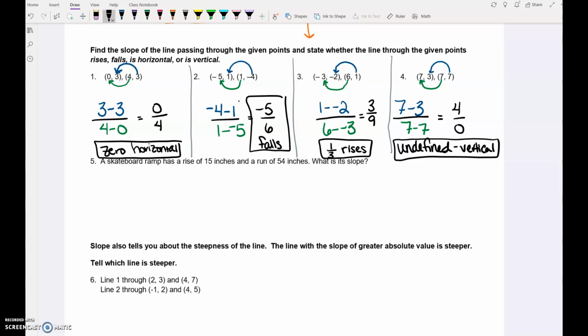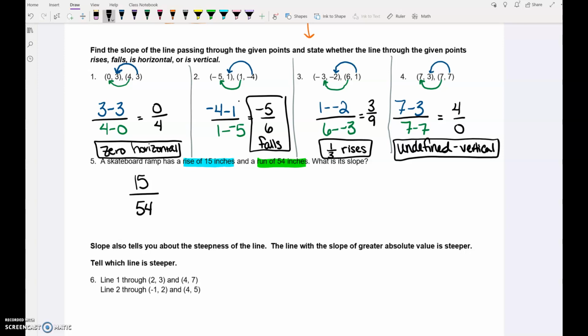A skateboard ramp has a rise of 15 inches and a run of 54 inches. They are telling you straight up what the rise is and what the run is. Slope is rise over run. So the rise, 15, over the run, 54. What do you suppose we need to do with this fraction? We need to simplify it.